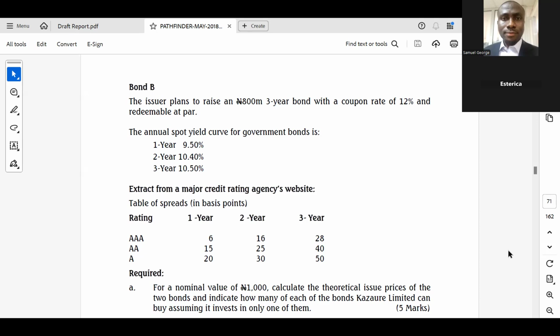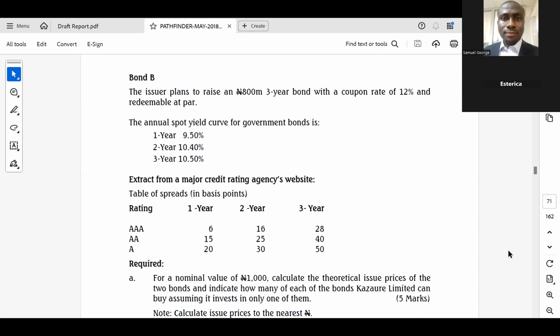It means if you are rated AAA, you will pay a cheap price to borrow money in the market. And it shows that you are creditworthy. And it shows that you are rated high.